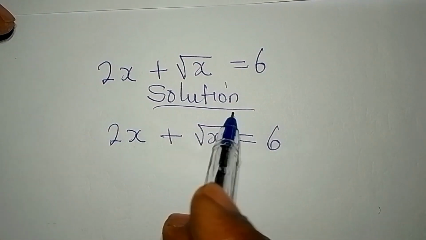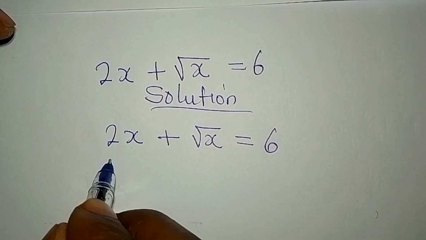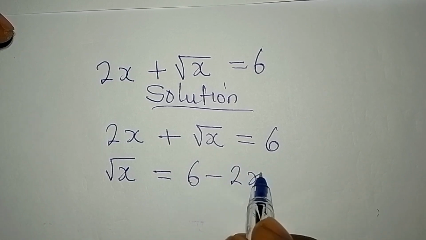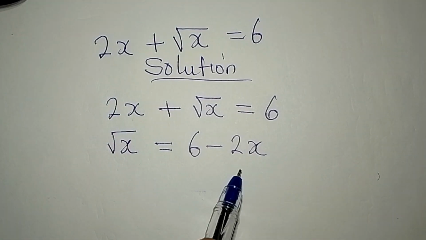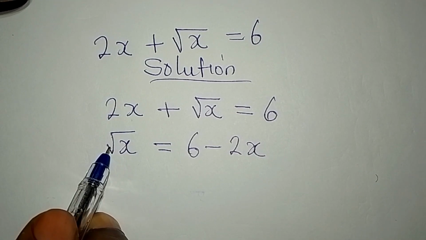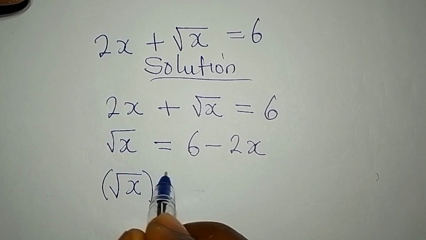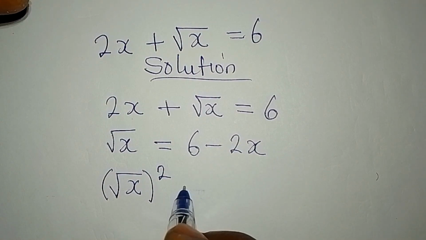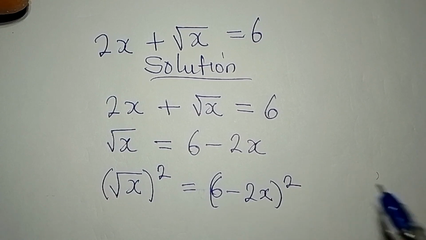The first thing we do is to make root x the subject. So, I'm going to have root x alone, and it will be equal to 6 minus 2x. Remember, what we have here goes to the other side to become negative. Now, to remove the square root from here, we square root x. So, we are going to square this. But because we have squared the left hand side, we have to square the right. So, we have 6 minus 2x, and then we square this.